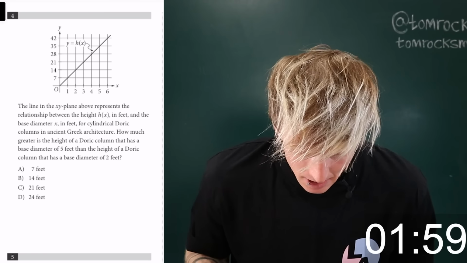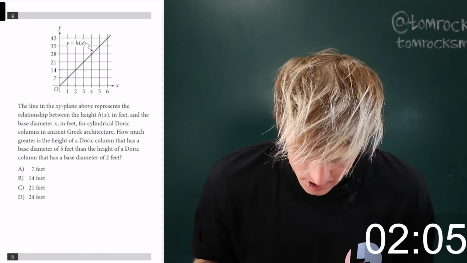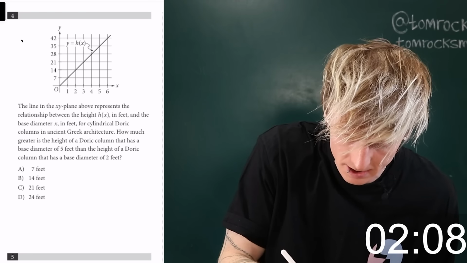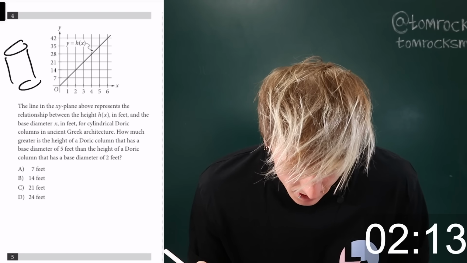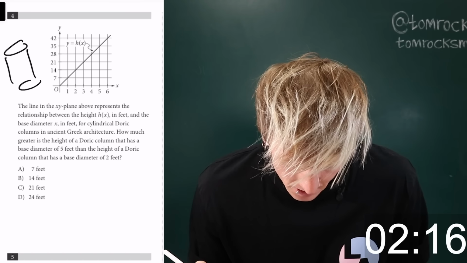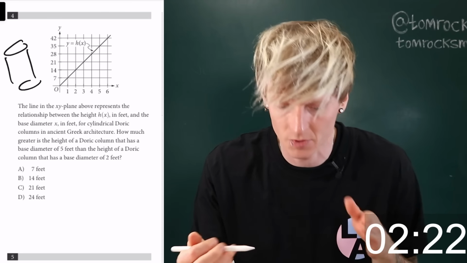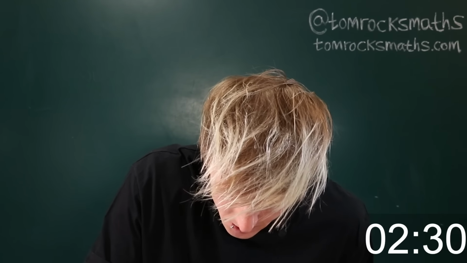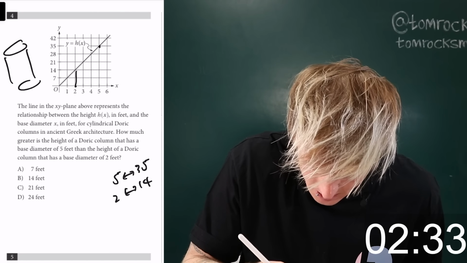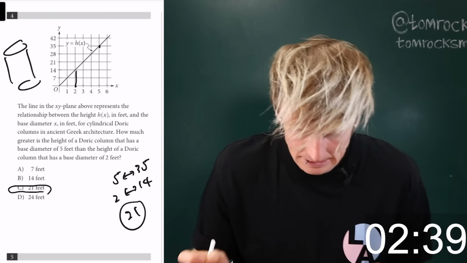Okay, number 4. The line in the xy plane above represents the relationship between the height in feet and the base diameter of cylindrical columns. Okay, so cylindrical columns, okay. How much greater is the height of a column that has a base diameter of 5 feet than the height of a column that has a base diameter of 2? Okay, so the height, right, so 5 feet on the diagram. So 5 corresponds to 35. 2 here reading up corresponds to 14. So there's a difference there of 21. 21 feet, okay. So that's C.